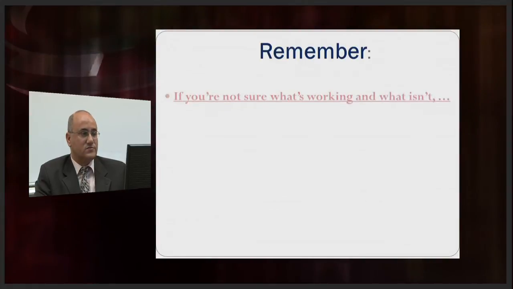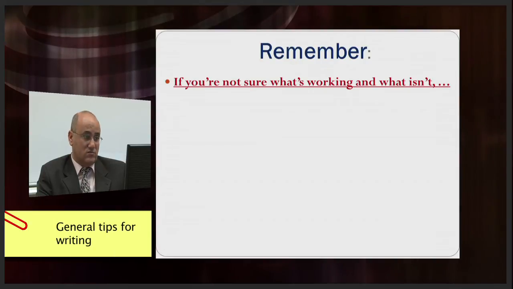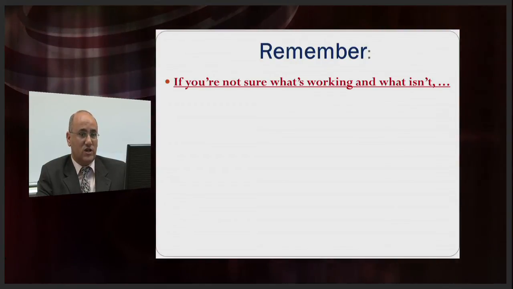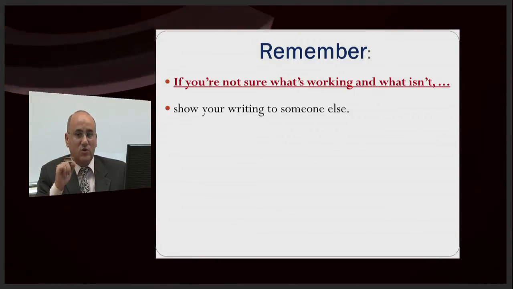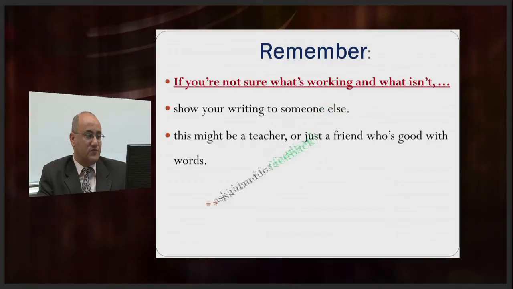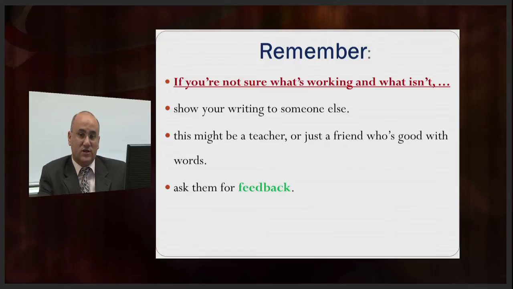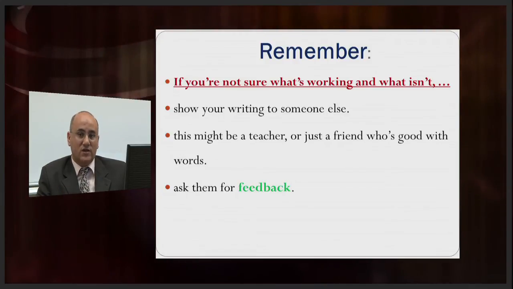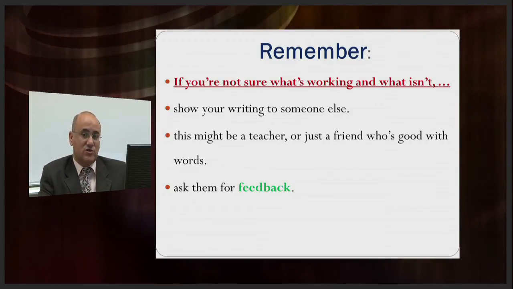Now remember, if you are not sure what's working and what's not, show your writing to someone else. This is the number one solution. Number two, this person can be your teacher or just a friend who is good with words, good at English. Ask them for feedback. Every time you show somebody your work, ask for feedback. Feedback is very important because they can catch things you yourself do not notice.